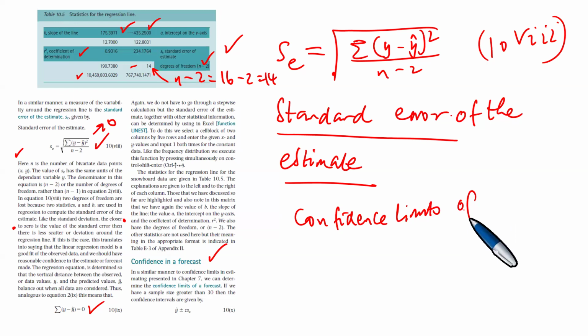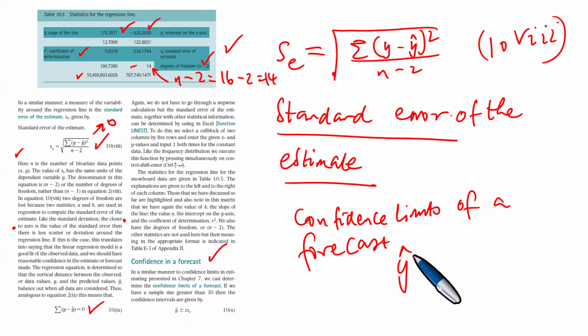Confidence limits of a forecast. If we have a sample size greater than 30, then the confidence intervals are given by that. Then the confidence limits are given by these.